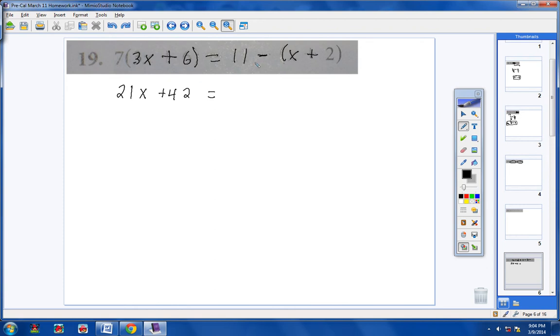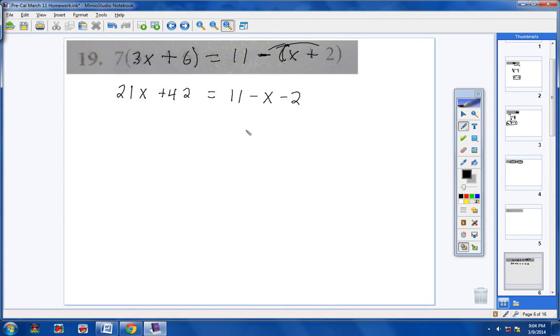Now over here on the right side, there's a negative sign out in front of the parentheses. So you're basically taking a negative sign and multiplying it through. So bring down your 11. Negative times a positive x would be a negative x. Negative times a positive 2 would be a negative 2.